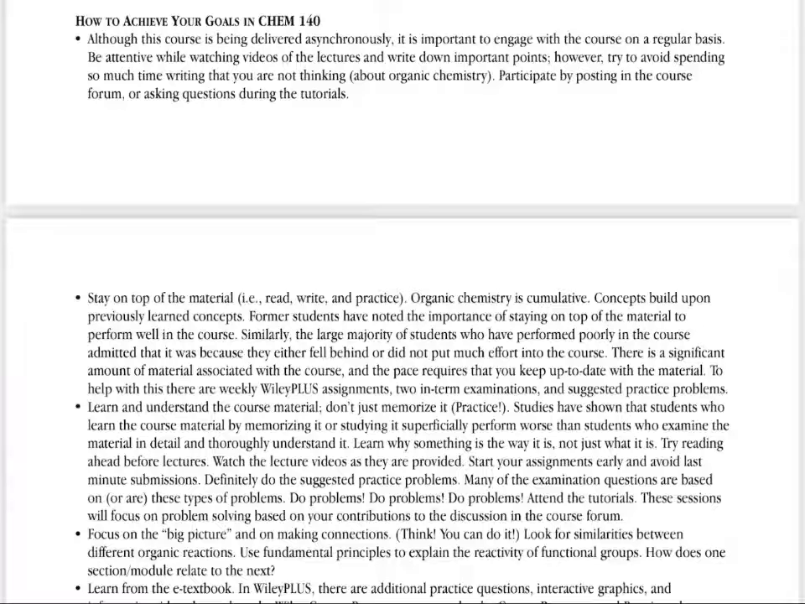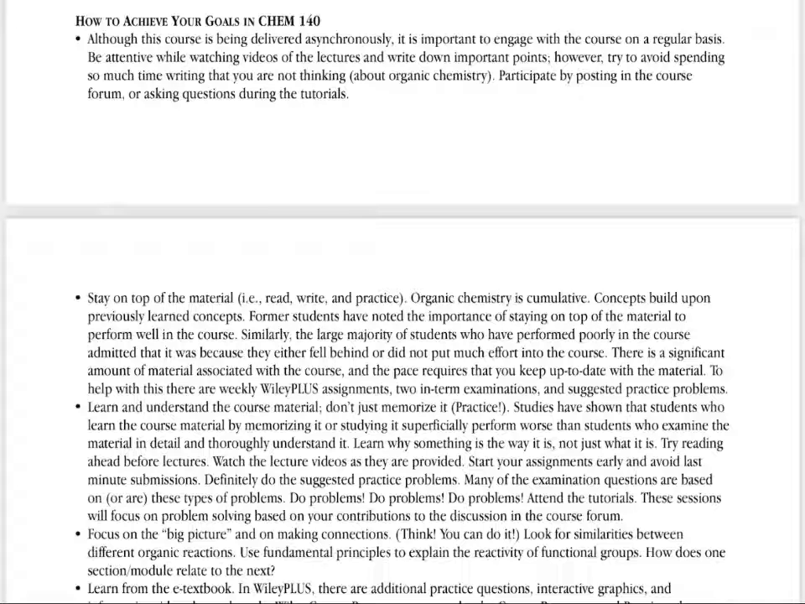Learn and understand the course material. Don't just memorize it, practice. Studies have shown that students that learn the course material by memorizing it or studying it superficially perform worse than students who examine the material in detail and thoroughly understand it. Learn why something is the way it is, not just what it is.